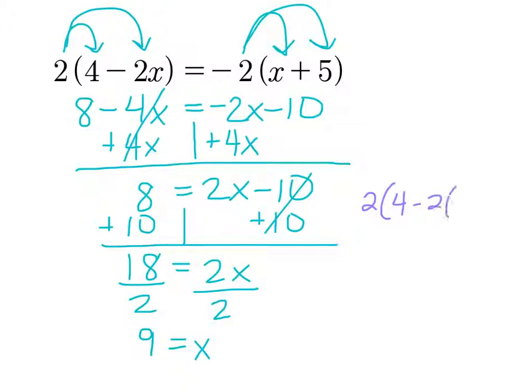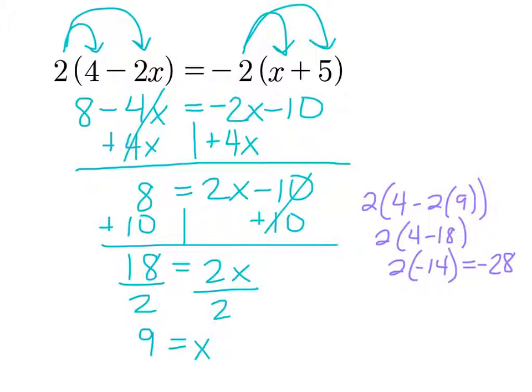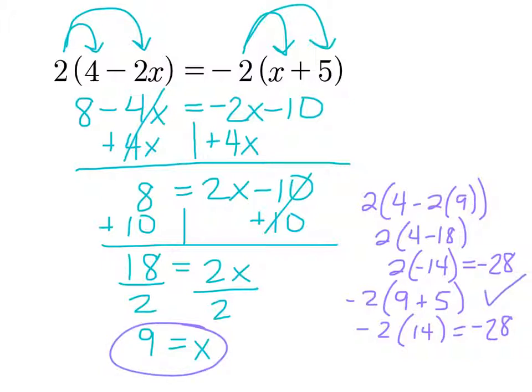4 minus 2 times 9 is 4 minus 18, so that's going to be negative 14. And so the left-hand side of the equation, when we plug in our solution, we get negative 28. Now we go ahead and test the right-hand side of the equation. This one's a little easier because 9 plus 5 is 14, and negative 2 times 14 is negative 28. Since the two sides match, I know I got my answer right. Let's move on to another one.